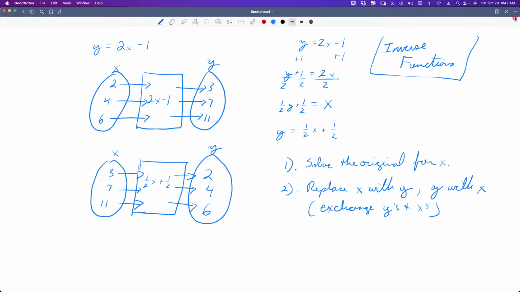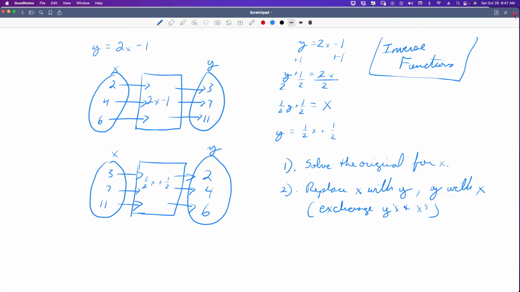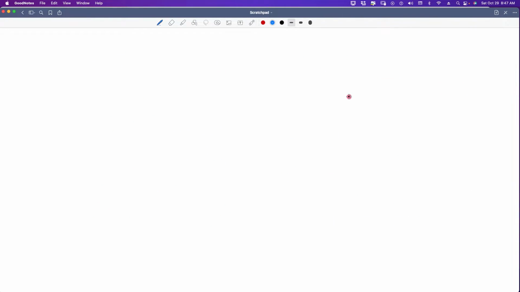All right, if you need to pause and take notes, do so. I'm clearing the page. 32.1. We're going to find the inverse function of y is equal to 2x plus 3.